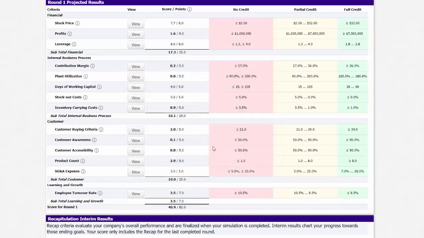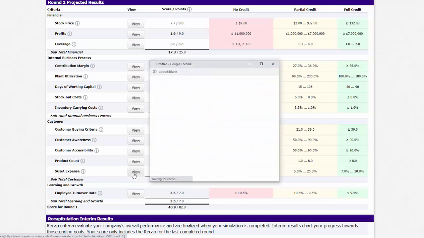In terms of customer awareness, you get full credit if your customer awareness is higher than or equal to 90%, and partial credit for a customer awareness between 50 and 90%. The same stands for customer accessibility. For product count, you receive full credit if you have at least 8 products, and partial credit for producing 1 to 8 products.